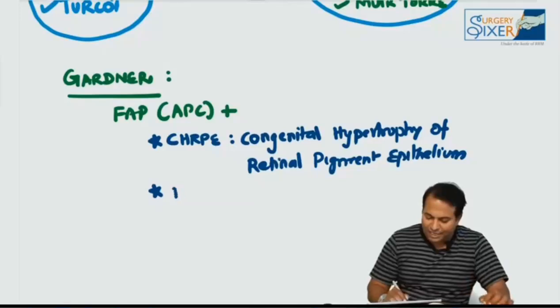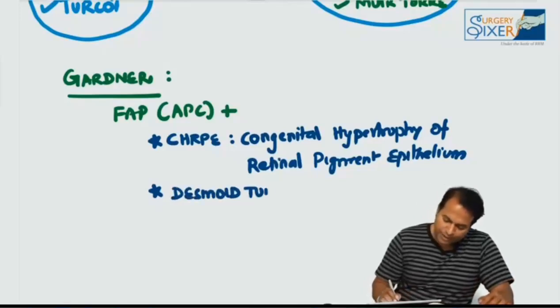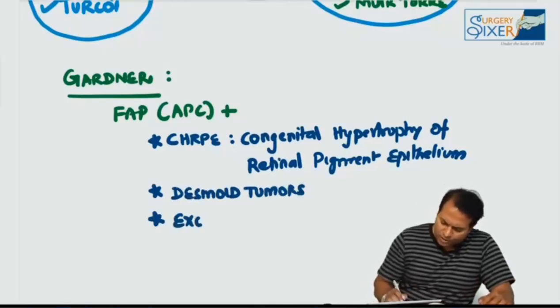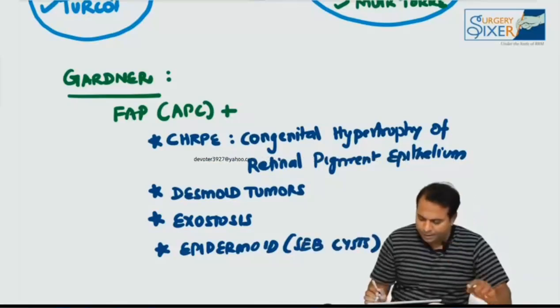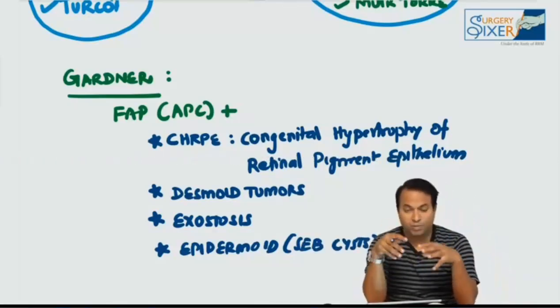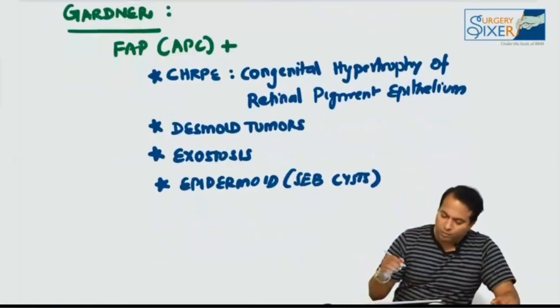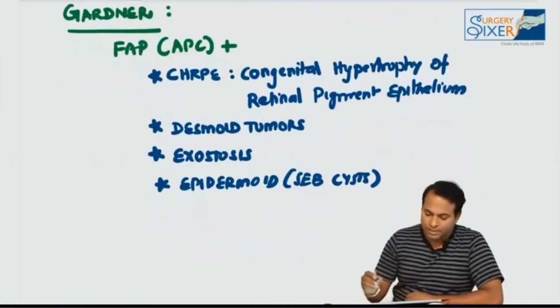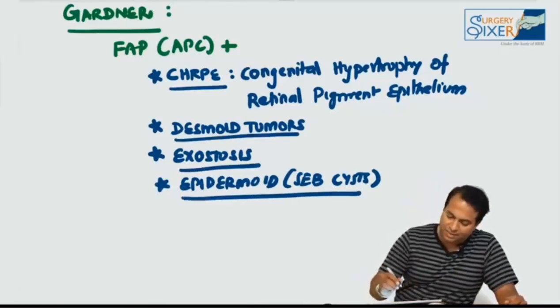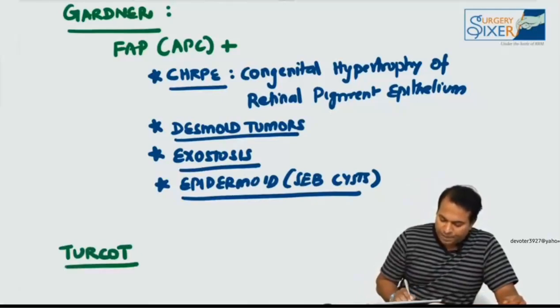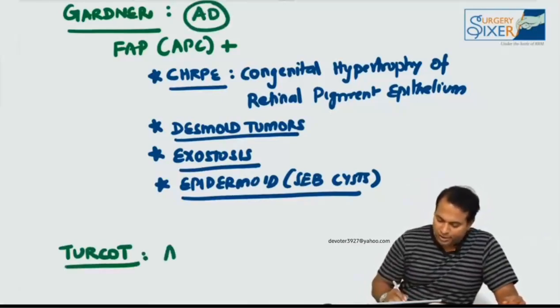And we have associated desmoid tumors. We have exostosis of the bone. We have epidermoid sebaceous cysts, also known as multiple sebaceous cysts on your body. Okay, they are all skin manifestations. CHRPE, desmoid tumors of the abdominal wall and mesentery, exostosis, and multiple sebaceous cysts are all features associated with Gardner syndrome. And there is another syndrome, Turcot syndrome. The important difference is Gardner is autosomal dominant, Turcot is autosomal recessive.